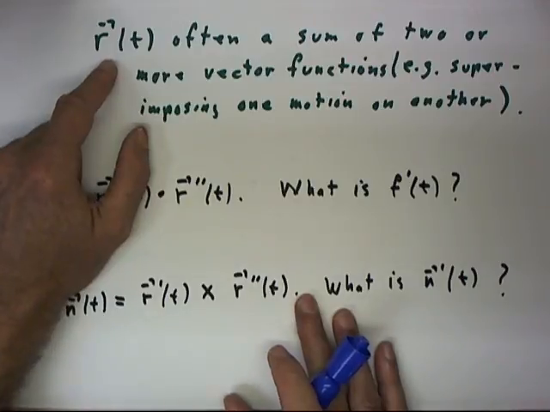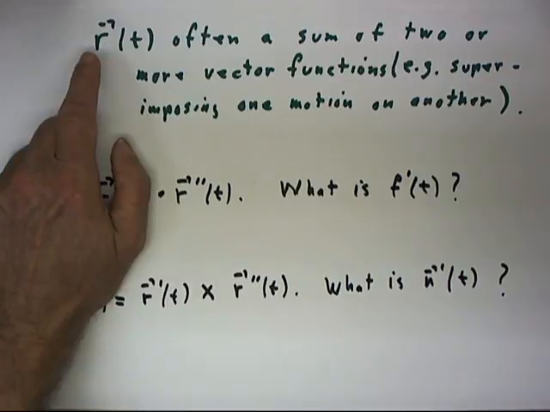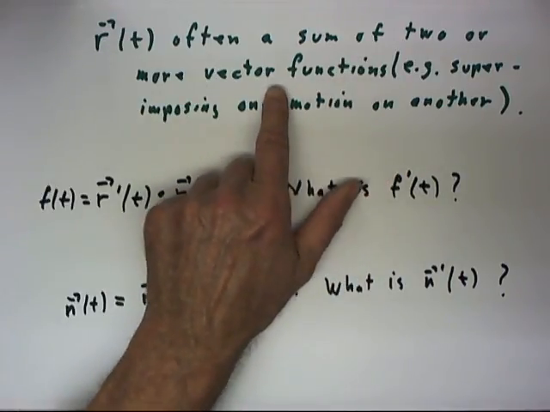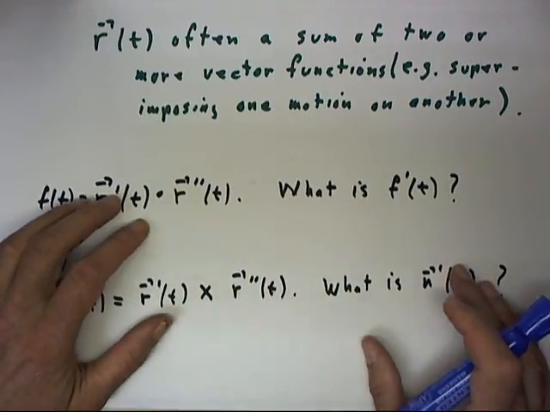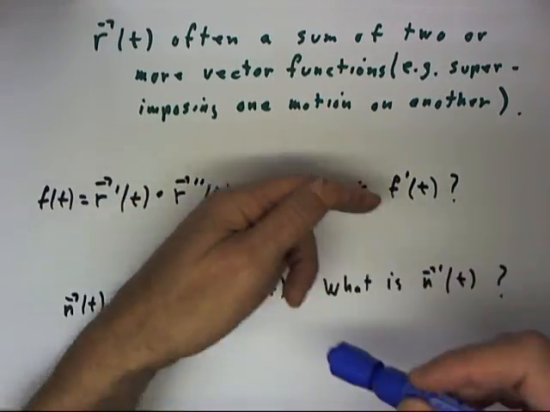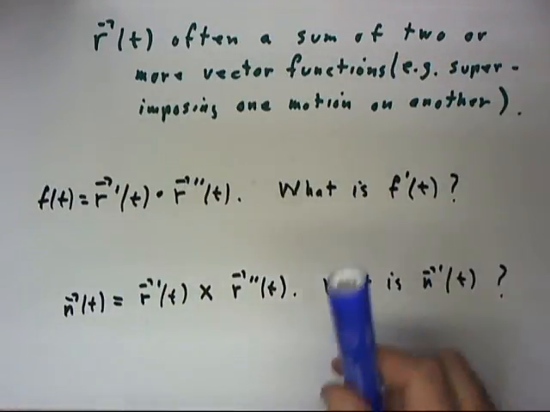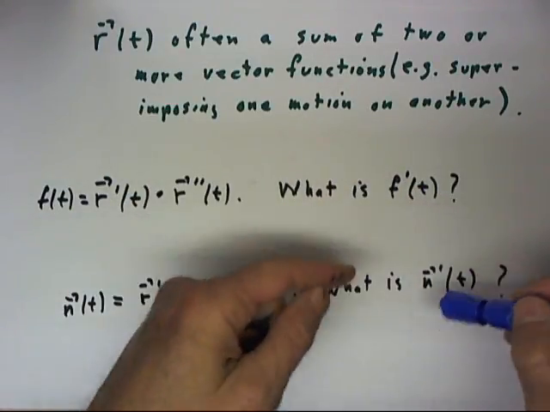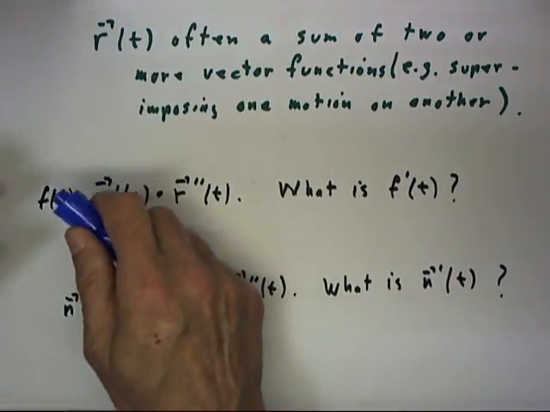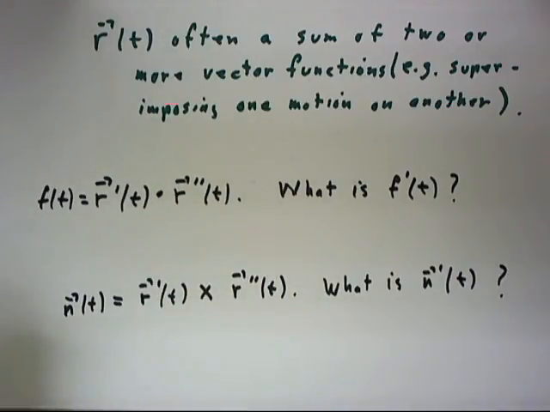Okay, we've seen that there are cases, we've illustrated at least one case, where it's profitable to express our R of t as a sum of 2 or more vector functions. And in our very first example of the beam rotating around the point that's rotating around the circle, we were superimposing the motion around the big circle with the motion of the beam. And there are many other situations where it's good to do this.